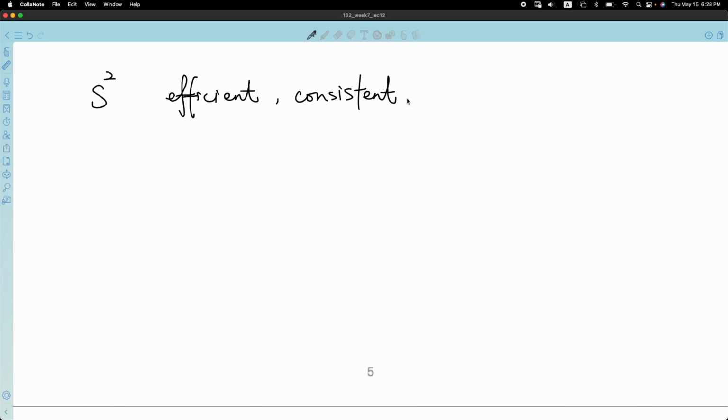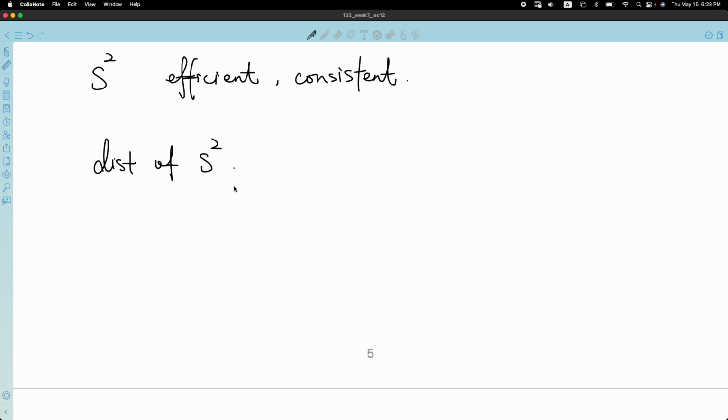Okay, so let's continue. To discuss the efficiency, we also need to find out the variance of S square. And to find the variance, the question now is what is the distribution of S square? So this might be a little bit tricky.